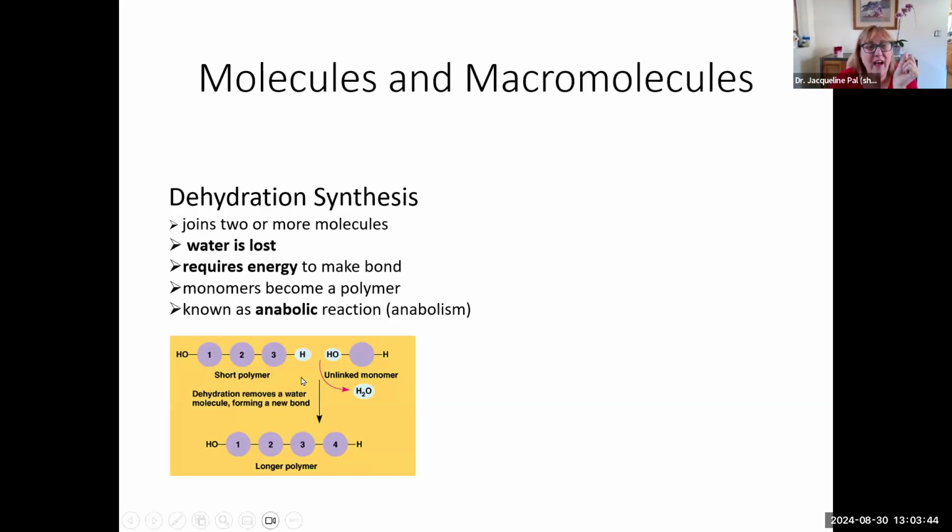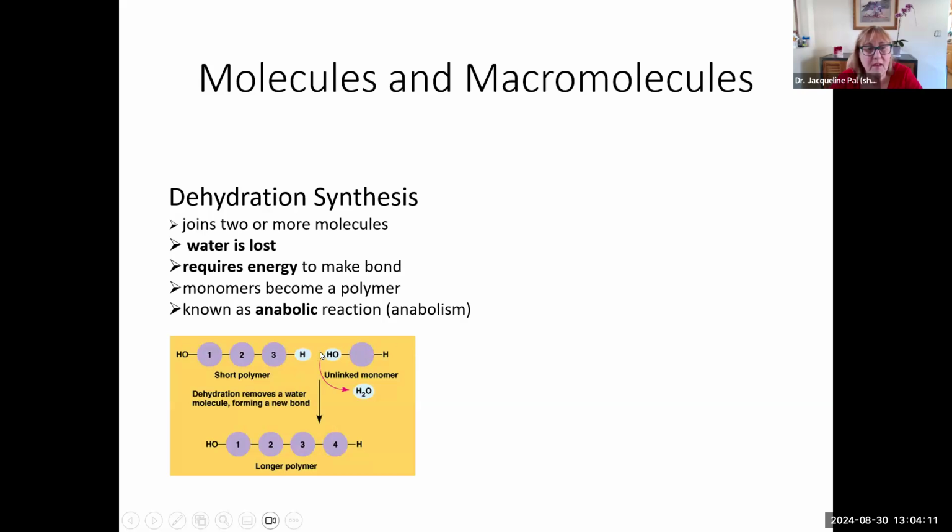So every time we have a monomer or a polymer, notice that there's a hydrogen at one end and there's a hydroxyl at the other end. And if there's a polymer, each monomer is bound by a little chemical bond, and there's still a hydrogen and a hydroxyl at each end.